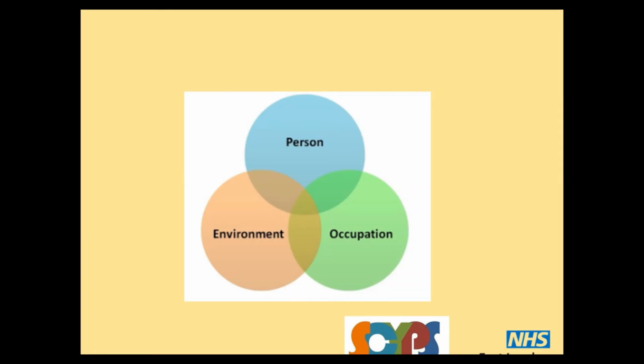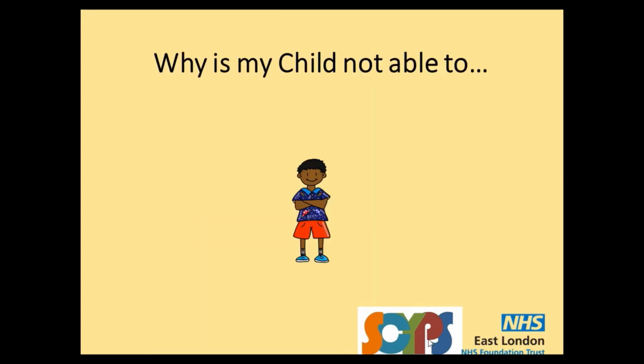By using the model, we can understand our child better. Let's take an example. My child cannot follow instructions. Let's look at the person. Can they understand the language you are using? Let's look at the environment. Is it too noisy for your child and they are getting distracted and cannot focus on what is important? Let's look at the occupation. Are they interested in the activity?